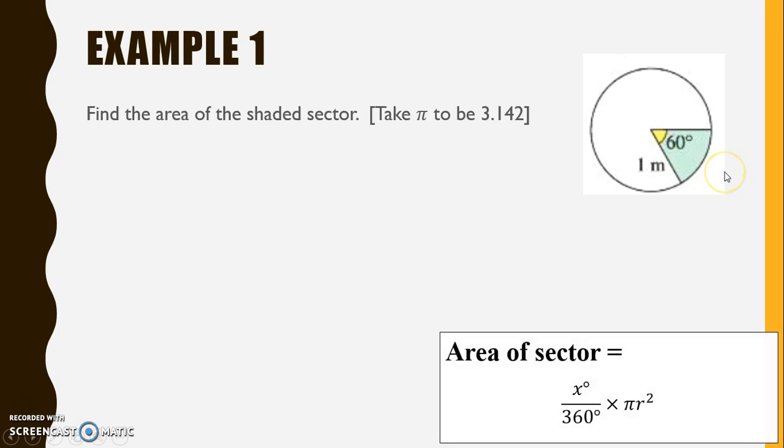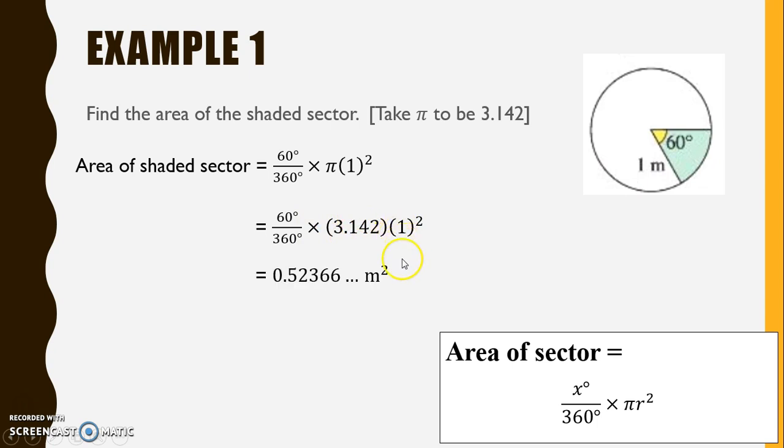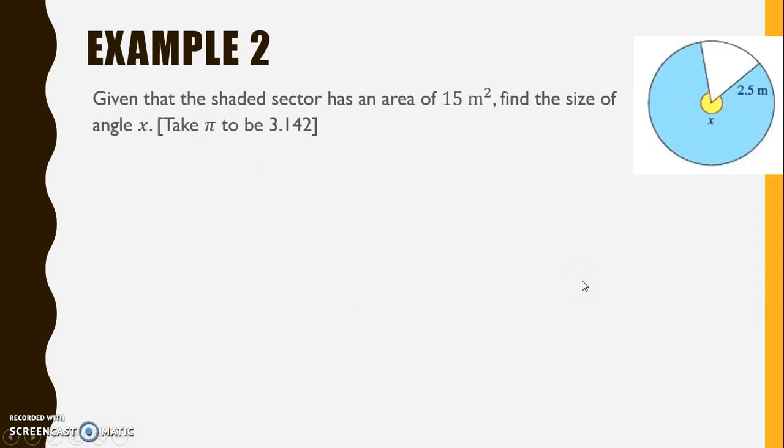Just to quickly recap, the formula for the area of a sector is x degrees, where x represents the angle at the center, divided by 360 degrees, times pi r squared. So simply plugging in the numbers, we have area of shaded sector equals 60 over 360 times pi times 1 squared. When you key this in, you'll notice that the number goes on and on. Even though we make use of 3.142, you still have to change this to 3SF to get 0.524 meters squared.